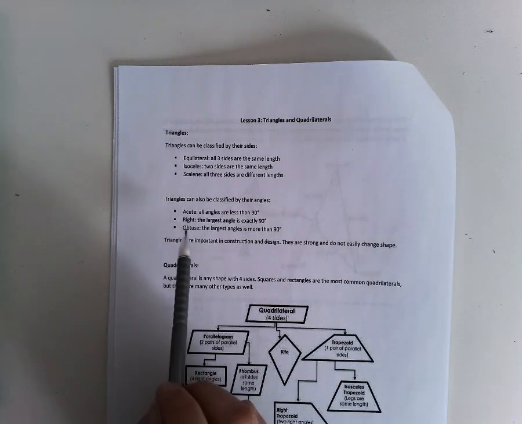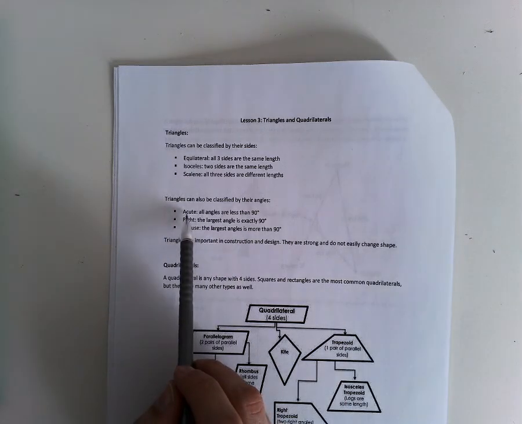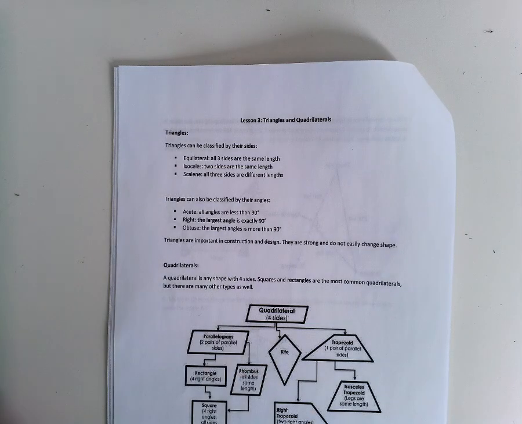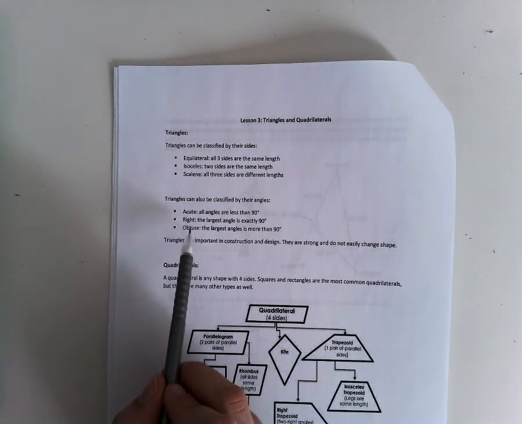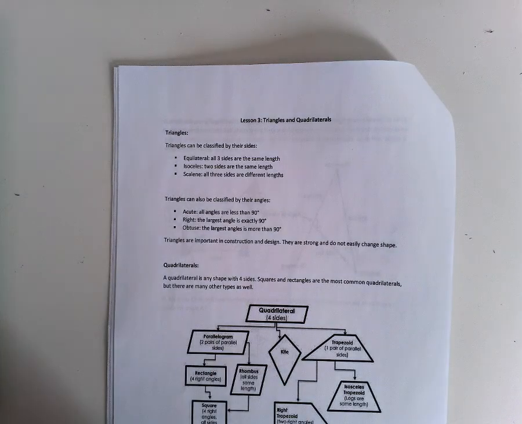Triangles can also be classified by their angles. So acute triangles have all angles that are less than 90 degrees. Right triangles have one largest angle that's 90 degrees exactly. And obtuse triangles have their largest angle measuring more than 90 degrees.